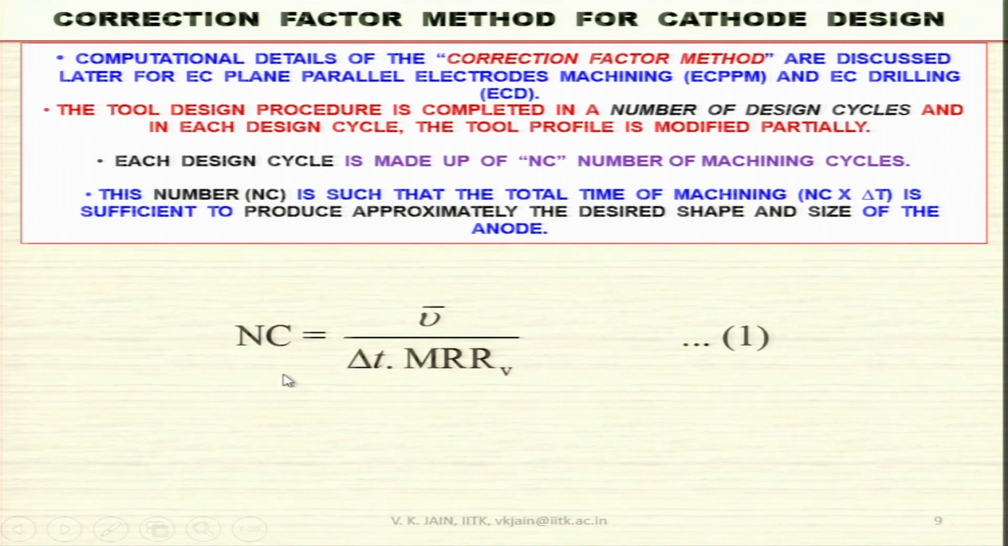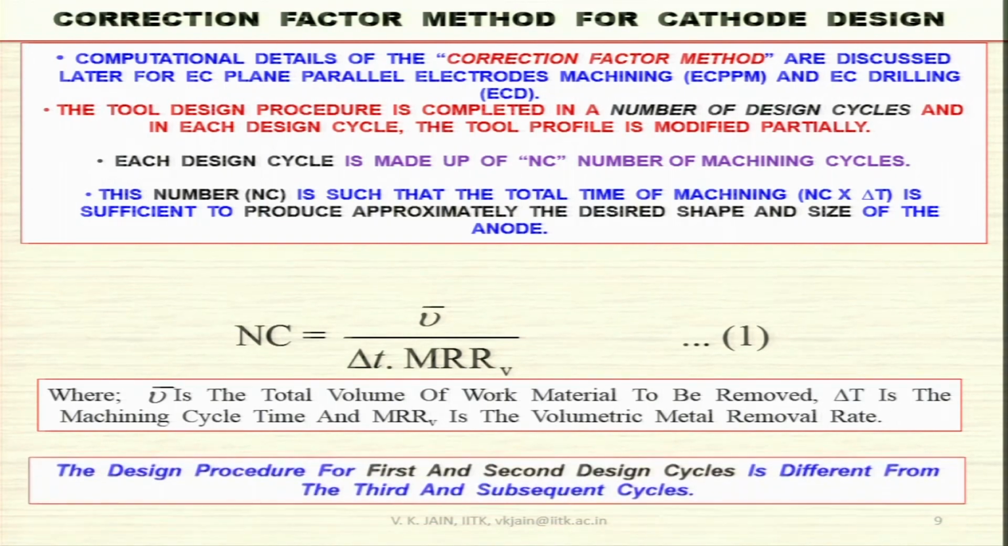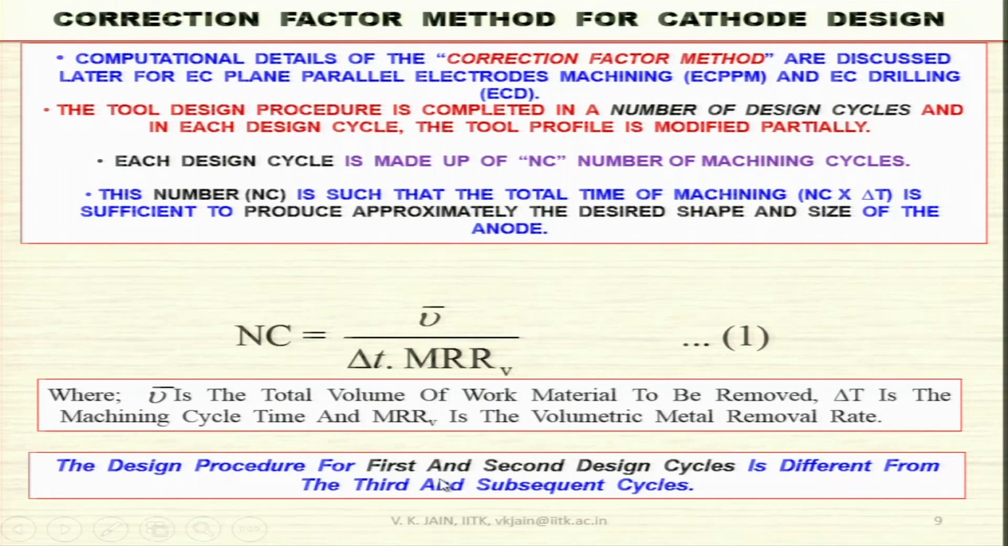You can calculate the number of cycles NC equal to V divided by delta T into MRRV. Here V is the total volume of work material to be removed, delta T is the machining cycle time, and MRRV is the volumetric material removal rate. So you can get the number of cycles for which machining, or theoretical or computational machining, has to be performed. The design procedure for the first and second design cycles is different from the third and subsequent cycles.